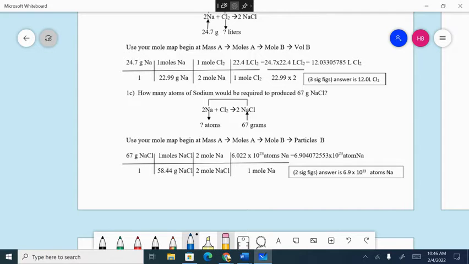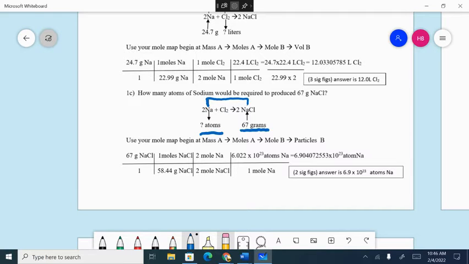How many atoms of sodium would be required to produce 67 grams of sodium chloride? So notice we're not always starting with a reactant. So I'm going to put my given underneath the substance that we're talking about. I'm going to draw an arrow to what they're asking us to find, which is atoms of sodium.